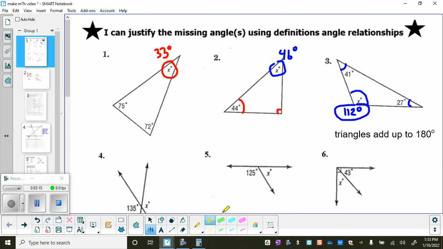Now, the whole point of today's notes is to be able to justify a missing angle using definitions of angle relationships. And by definition of a triangle, the angles add up to 180. So this right here that I'm highlighting in green, this is me justifying these answers that we just found in 1, 2, and 3. Okay.